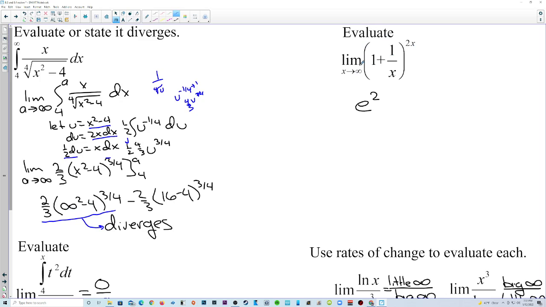This one we know, if we go limit as x approaches infinity of this, that's really e to the x if we didn't have the 2, so that ends up being e squared.